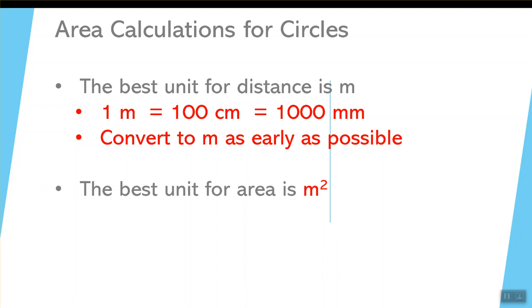So if the unit of distance is meters, the unit for area in the metric system is most commonly meters squared. And as we looked at in an earlier video, the unit for volume is meters cubed.